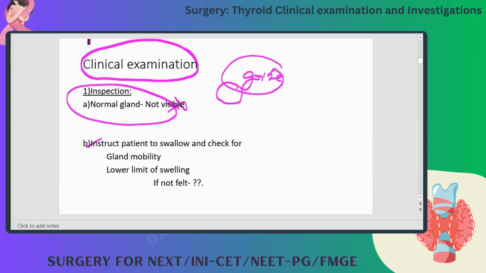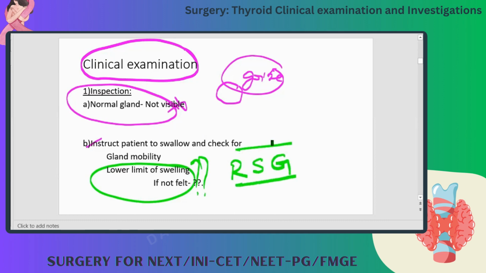Okay, keep this point aside. We'll discuss it, so keep this in your mind. If the lower limit is not felt, the gland is going into the mediastinum. Any name for it? Is it some sort of herniation? No. The gland is going beneath the sternum. Retrosternal goiter. Very good.